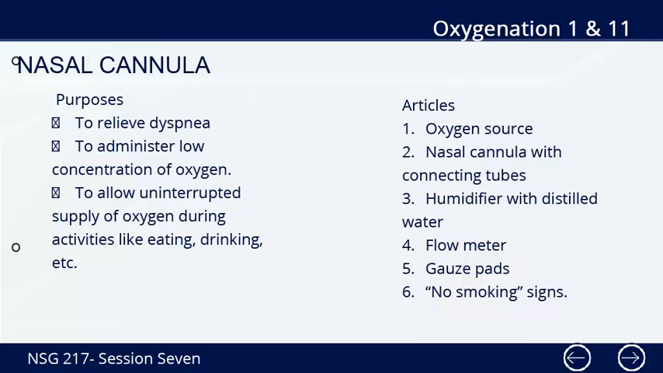drinking, etc. Articles needed: number 1, oxygen source; number 2, nasal cannula with connecting tubes; number 3, humidifier with distilled water; number 4, flow meter; number 5, gauze pads; and number 6, no smoking sign.